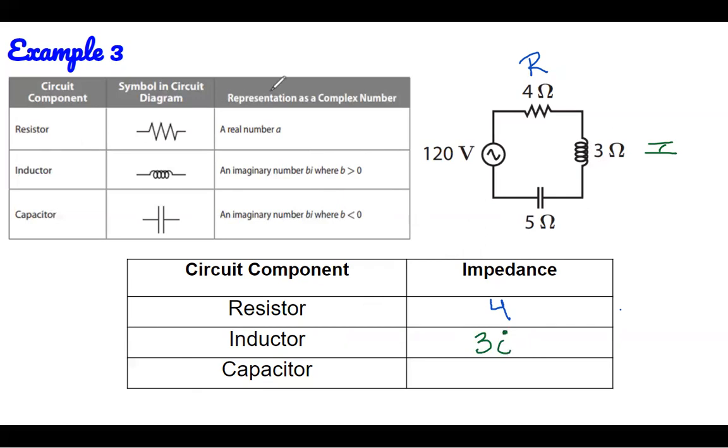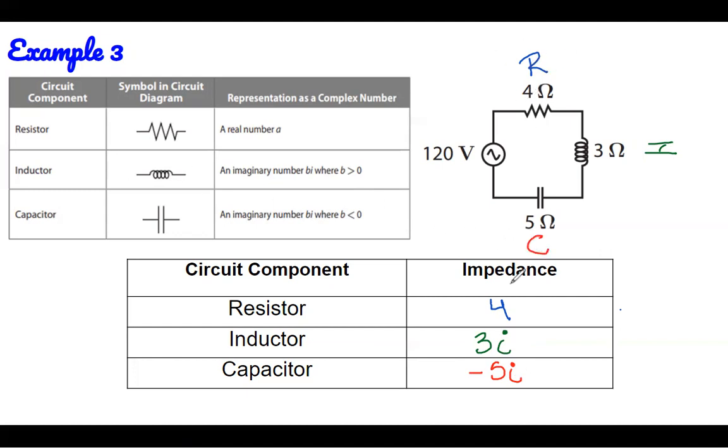And the last one, the capacitor, is going to be 5. However, it's measured by negative I. So it's going to be negative 5I. Okay. Here's the capacitor. So we have a resistor.